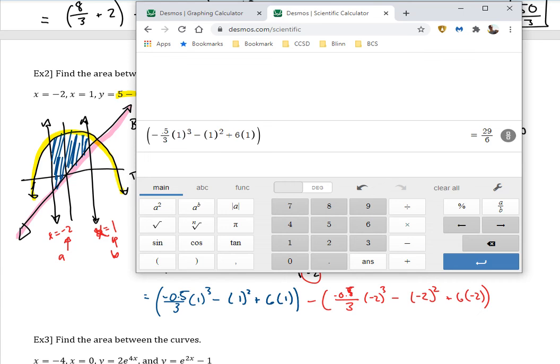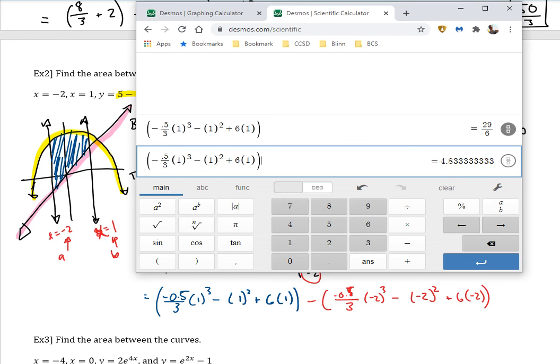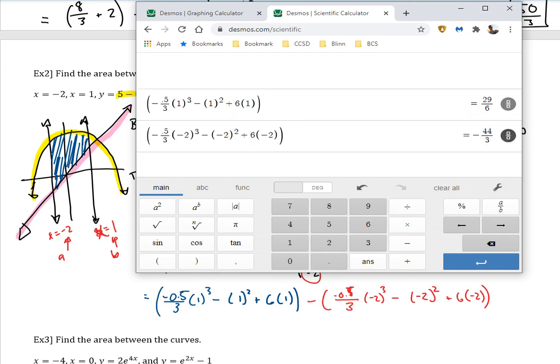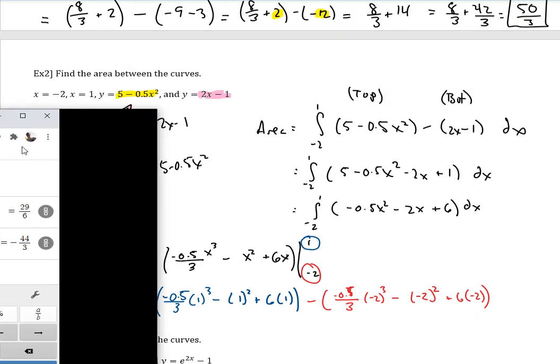Okay, and let's come back in a second. Again, this is why I like this type of calculator. I'm going to highlight it and copy and paste because it's the same expression. It's just change the 1 to -2. So -2, -2, -2. And then we'll press enter on that, and let's change that to a fraction. Okay, so we can see everything in the blue was 29/6. Everything in the red was -44/3.